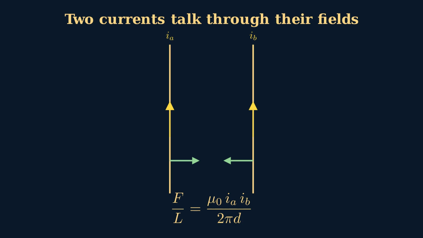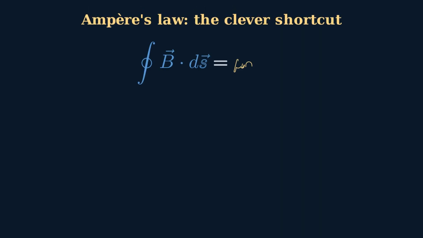Adding up every element is honest but slow. When the field has symmetry, Ampere's law does it in one line. It's the magnetic twin of Gauss' law. The field summed around any closed loop equals mu naught times the current threading it.